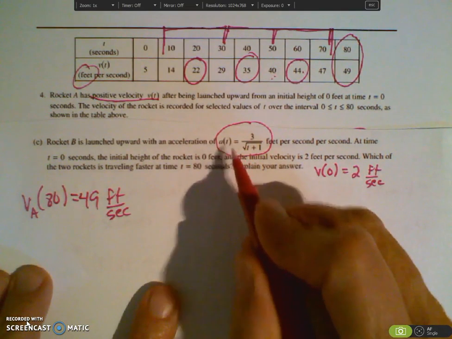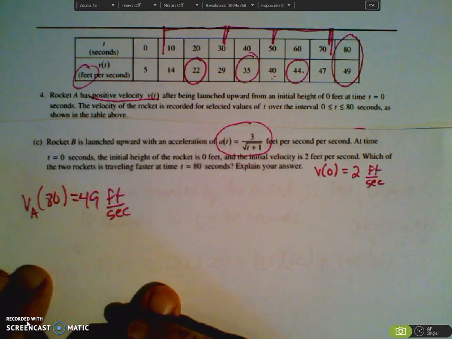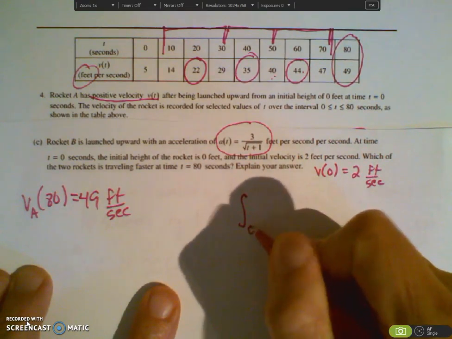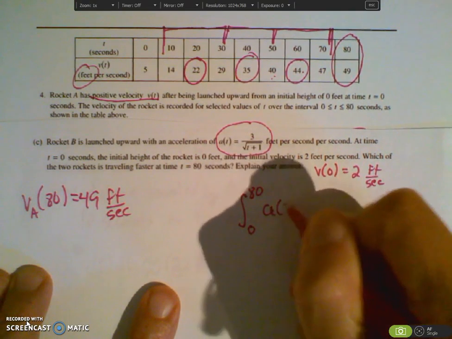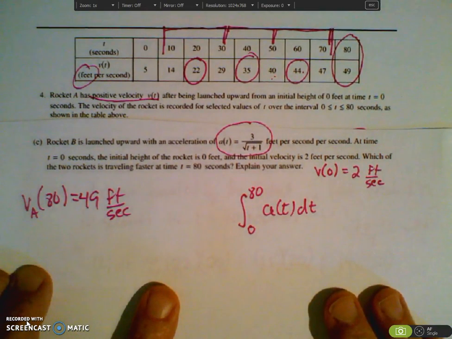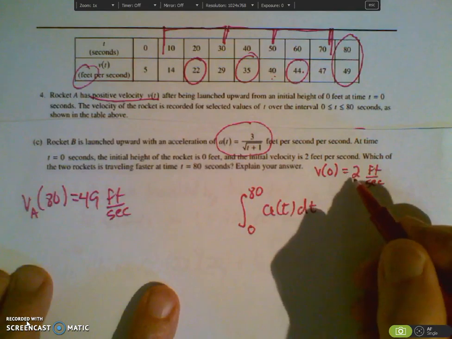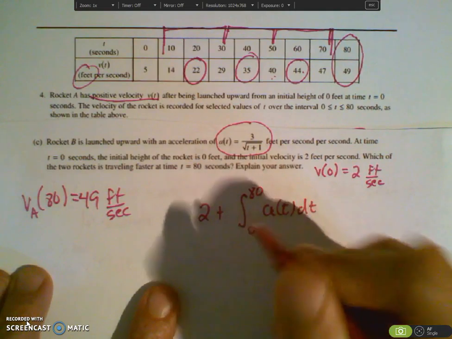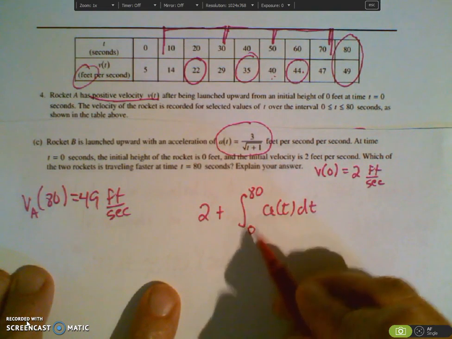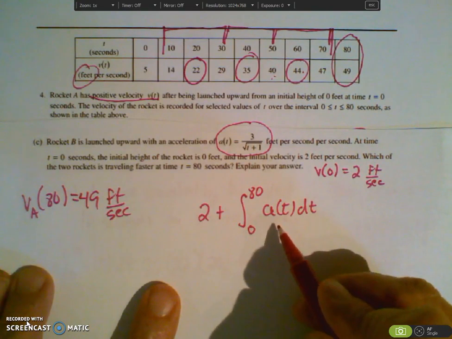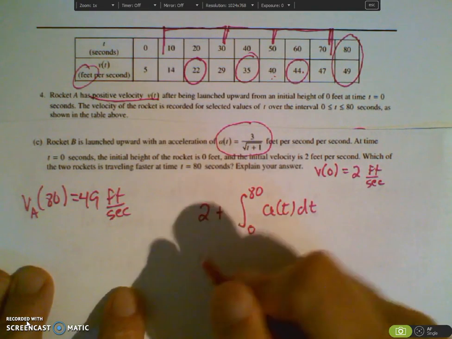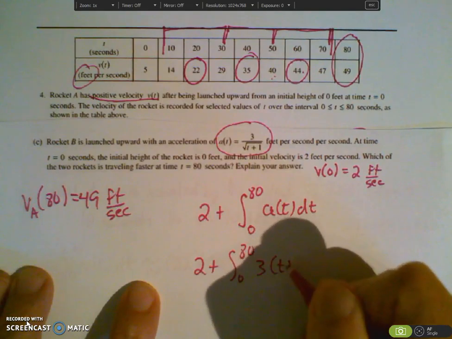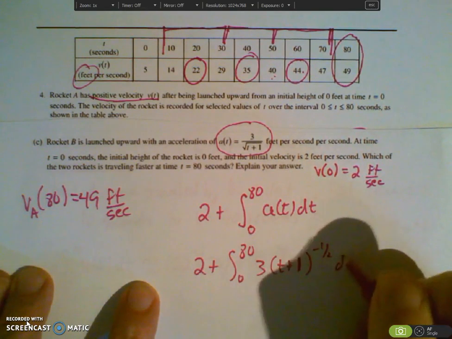How will I get from acceleration to velocity? Well, I'll have to use an integral. A lot of students would probably just integrate from 0 to 80 the acceleration, but that would be a mistake. I need to make sure that I include this initial velocity of 2 feet per second. So the initial velocity of 2 feet per second plus when I integrate the acceleration, I'm going to get the change in the velocity. So 2 plus the integral from 0 to 80, and I'm going to go ahead and rewrite this as t plus 1 to the negative 1/2 dt.